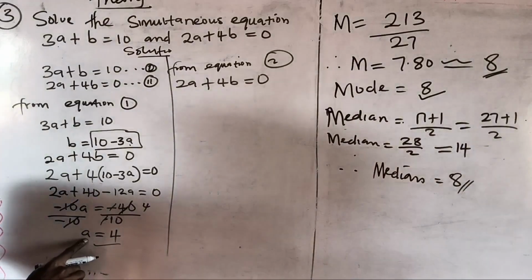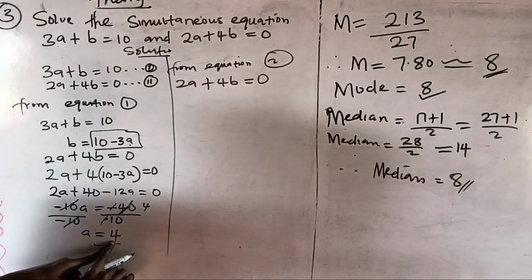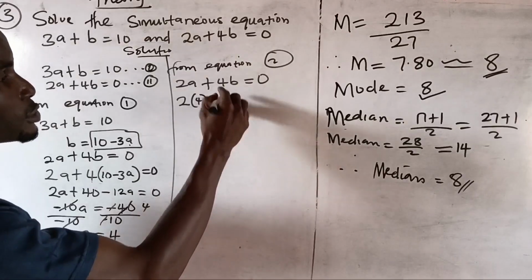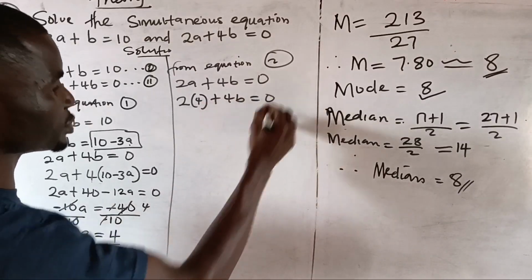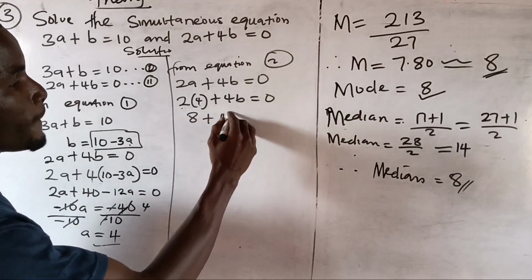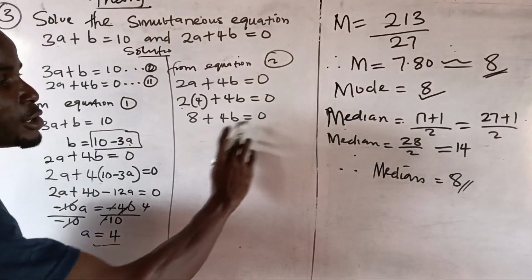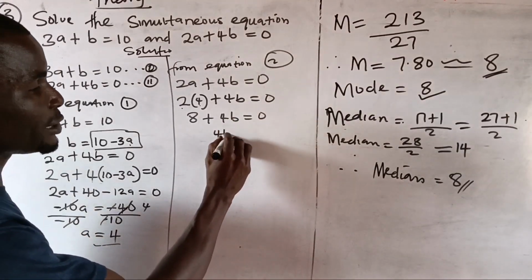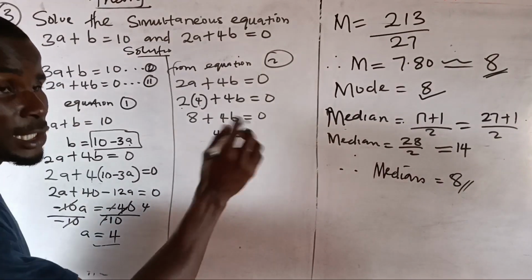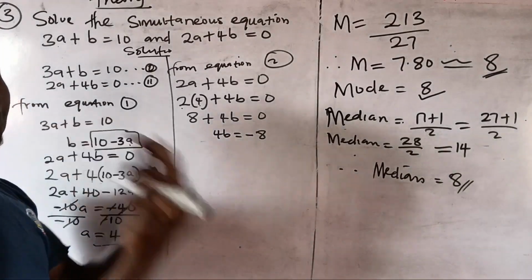So don't forget, we have gotten our a already. So wherever you see your a, replace it with 4. So I have 2 open bracket 4 plus 4b equals 0. So 2 times 4 will give us 8, plus 4b equals 0. So what do I do here? I'm taking this number to this side so that 4b will remain. So I have 4b equals, once this 8 that is positive crosses this equality sign, it will turn to minus 8, because minus 8 plus 0 will still give me minus 8.